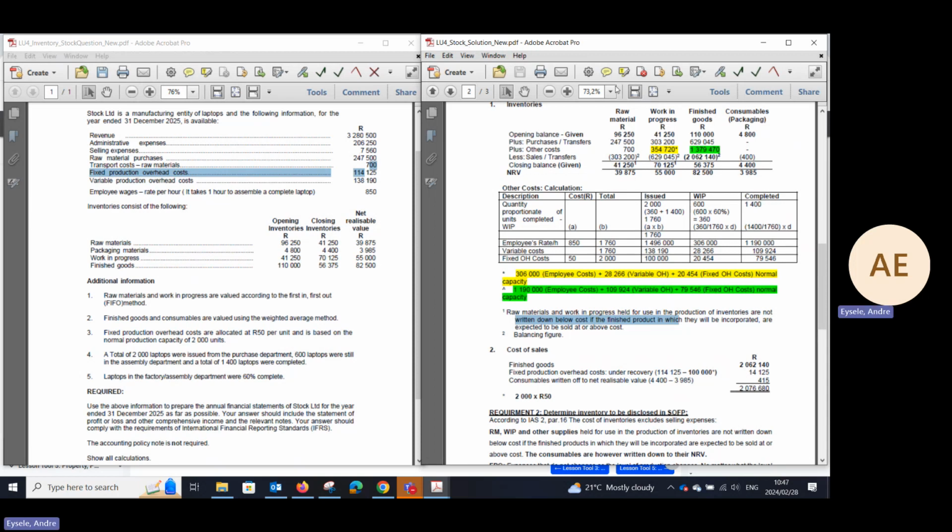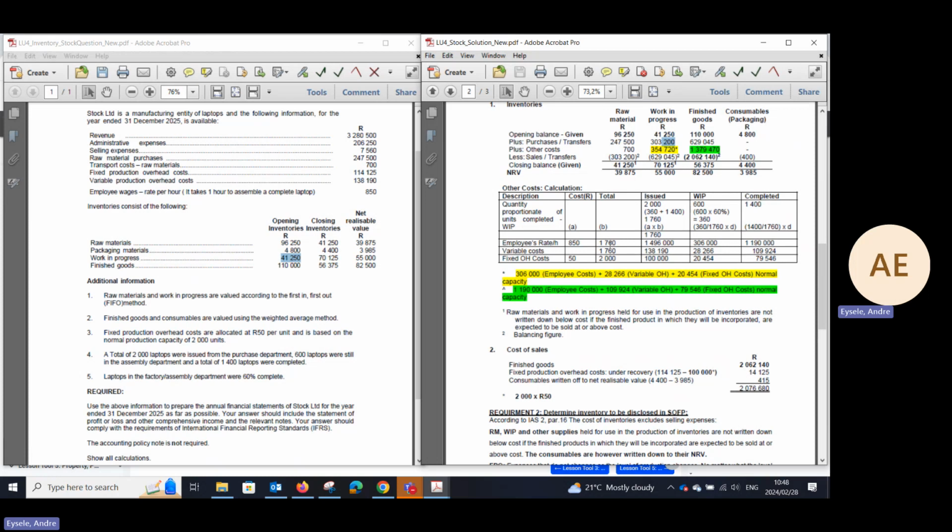Now let's go back to your work in progress section. They've given you your opening stock, which you fill in, 41,250. Where do we get the 303,200 from? Well, that is the transfer in costs from the raw materials.